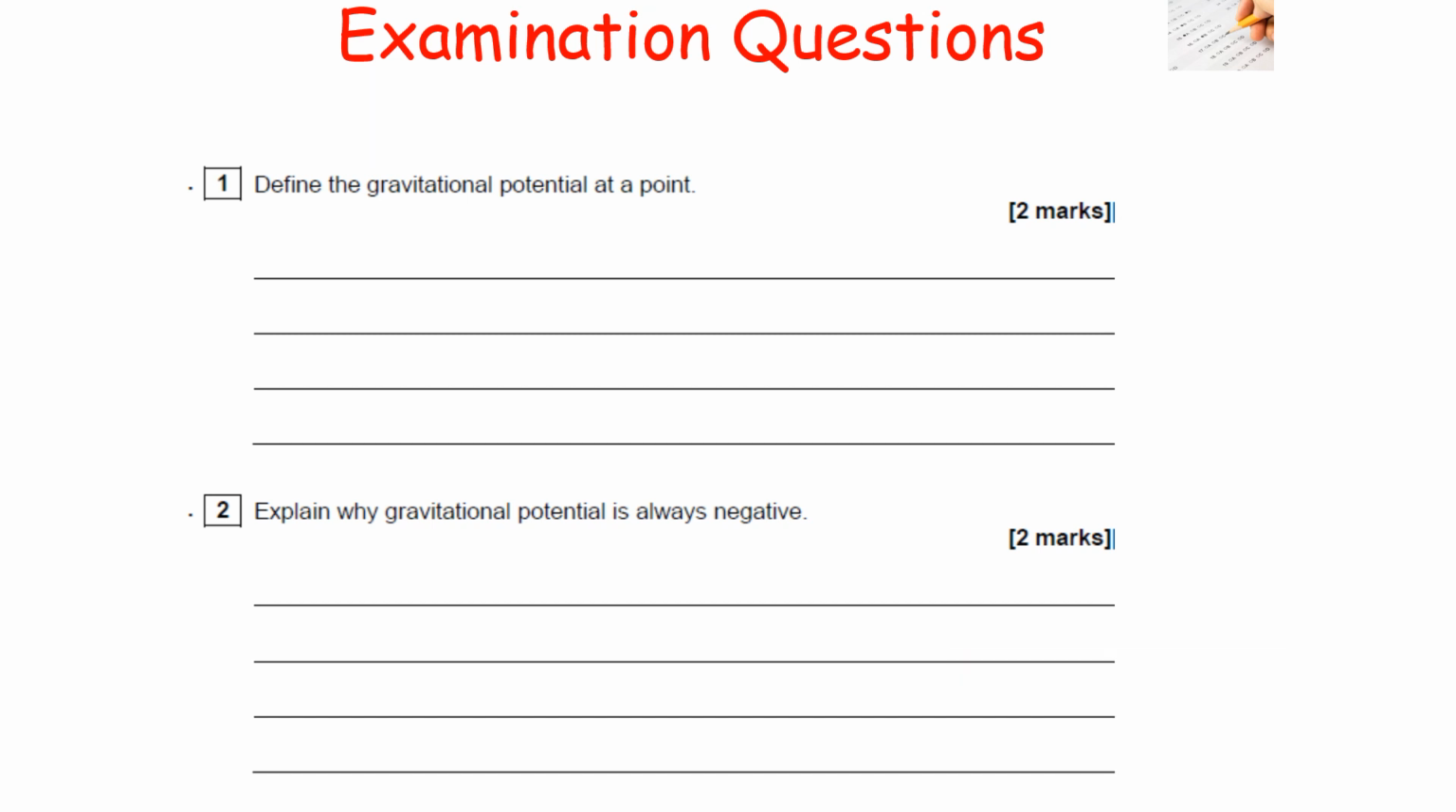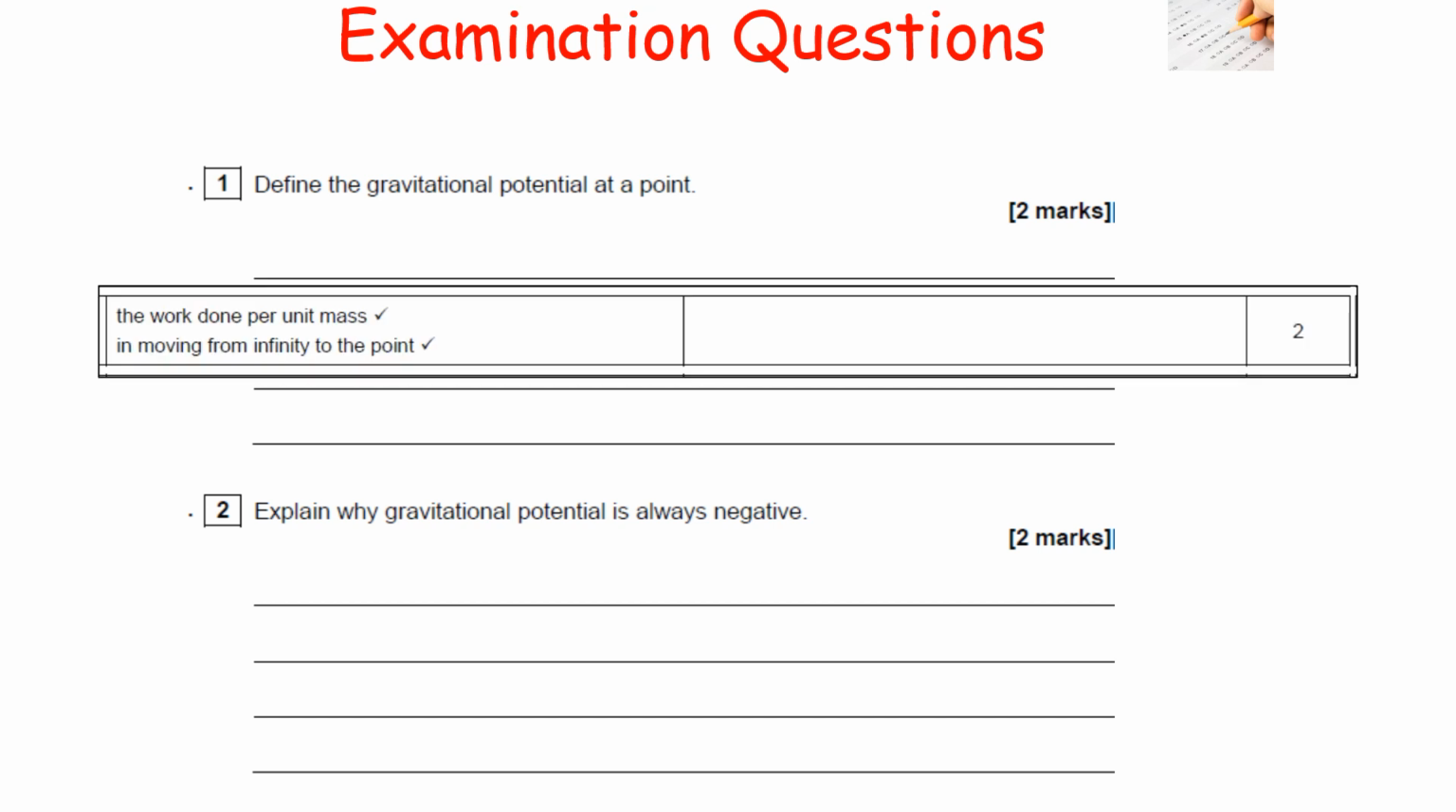Right, the first two questions are just literal definitions you've just got to learn. So gravitational potential, and this is a 2-mark definition, is the work done per unit mass, because gravitational fields are always per unit mass, in moving the massive object from infinity, from outside the field, to a point inside the field. Now, why is gravitational potential always negative?